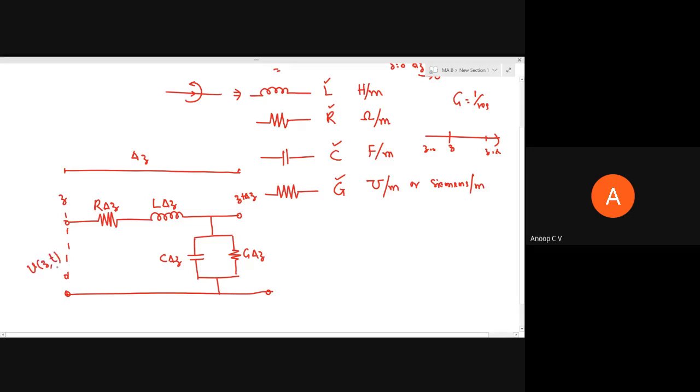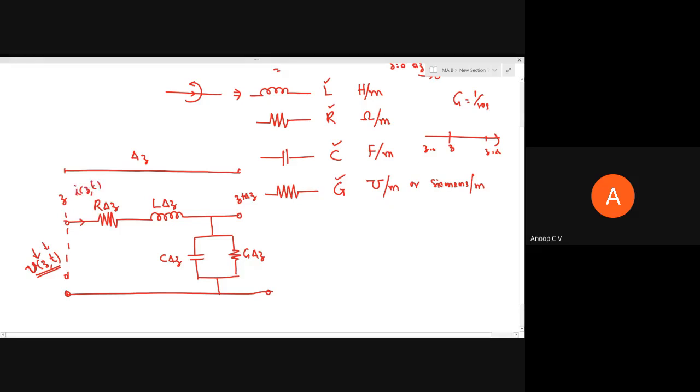At v of z comma t, there are two arguments within this bracket. The first one is the distance, and the second one is the time. Please keep note that I have used small letter v, not capital letter V. Small letter v is the real instantaneous voltage, that is, voltage as a function of space and time, small v of z comma t.